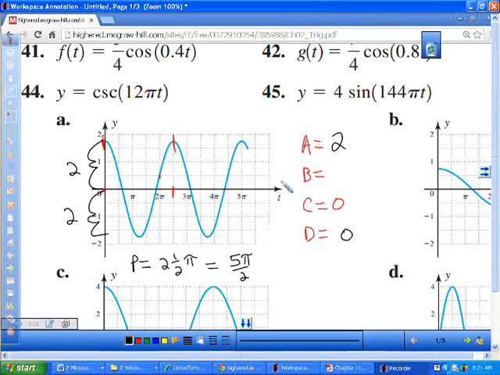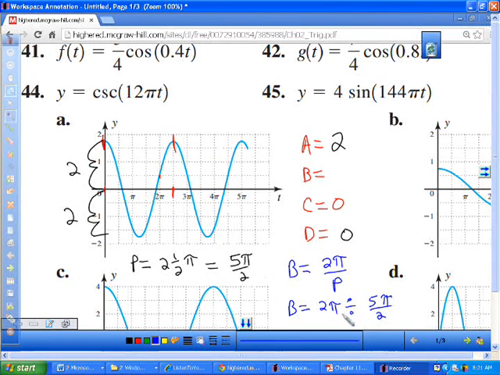If I ask you for the B value, you're going to have to enter that in the formula. B is equal to 2 pi divided by P. Now, the reason you're going to have to do that is because we're dealing with radians. We're not dealing with degrees, so it's 2 pi that we're going to use. Okay? So we're going to enter 2 pi divided by 5 pi over 2. Why did I do it this way? Because when you have something divided by a fraction, it's a little bit easier to see it.